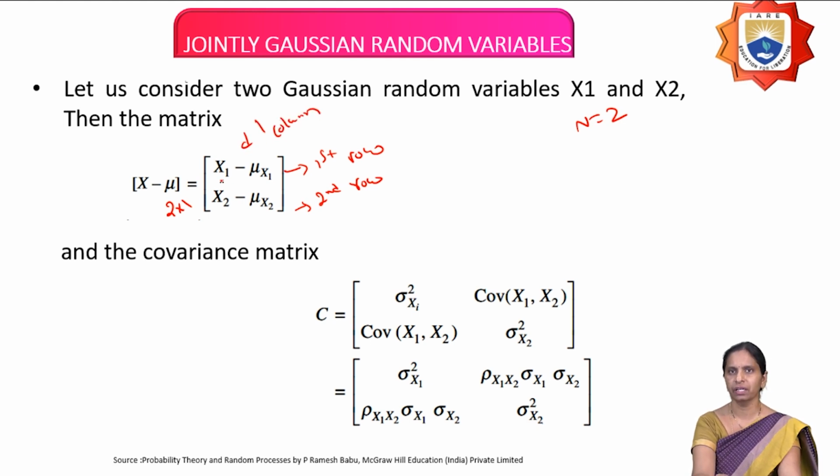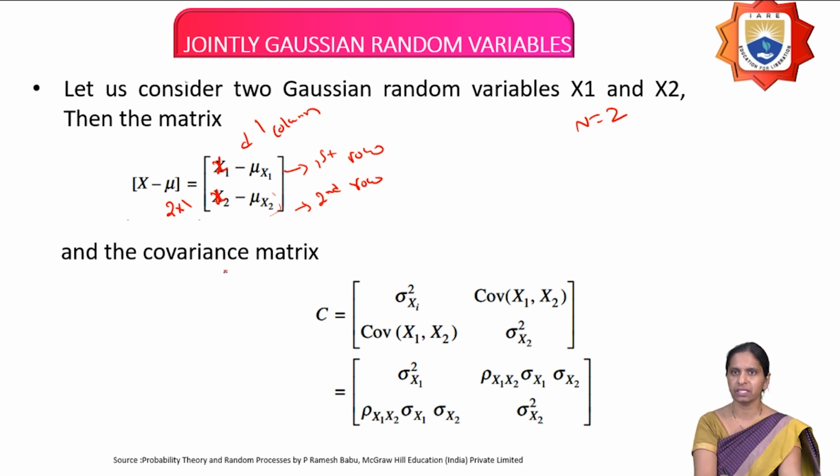What is the first element? x1 minus mu x1. And what is the second element? x2 minus mu x2. What is mu x1? Mean of the random variable x1. And what is mu x2? Mean of the random variable x2. And here this is small x1, x2. What is small x1? A particular element in the random variable x1. And small x2 represents a particular element in the random variable x2.